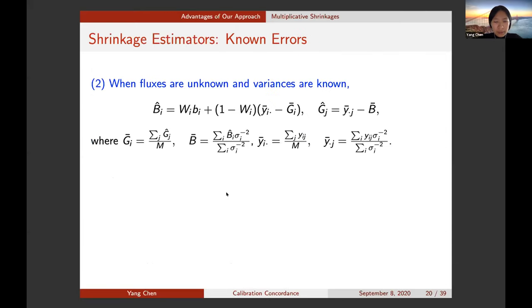When the fluxes are unknown and the variances are known to us, we have shrinkage for the logarithm of the effective area, which is very similar to the previous formula. And also we have shrinkage for the logarithm of the fluxes.